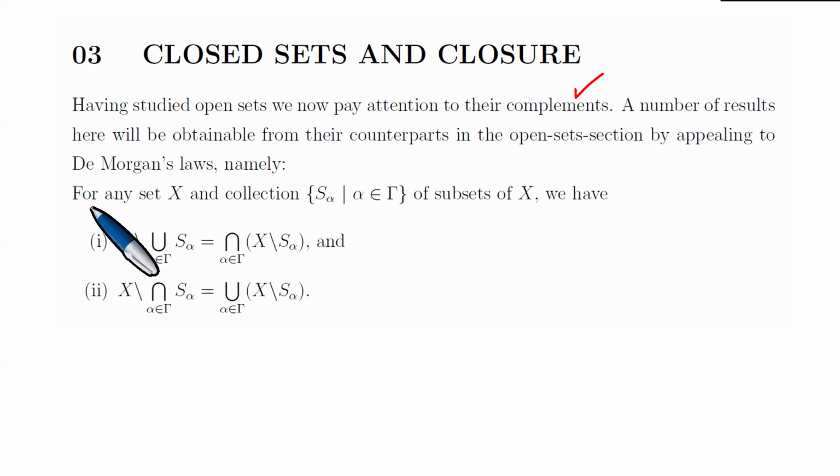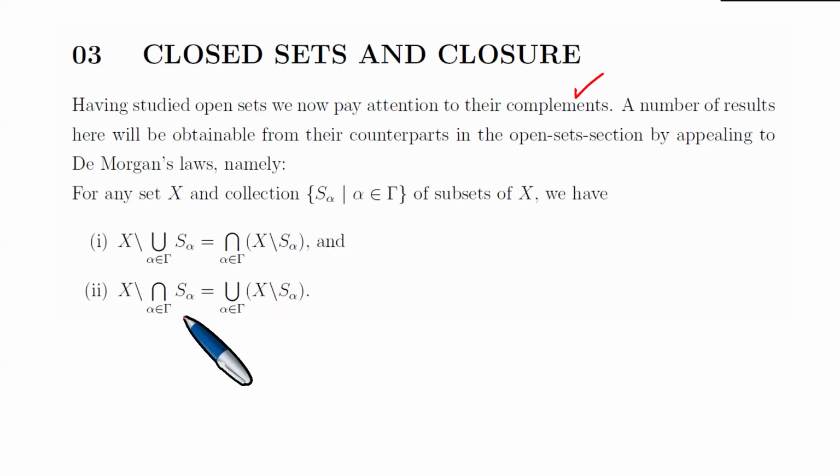Namely, for any set X, and any collection S sub alpha, alpha in gamma, of subsets of X, we have that the complement, which is X minus the union of the S alpha sets, becomes the intersection of the complements. But also, X minus the intersection is the same as the union of the complements. And this is called De Morgan's laws.